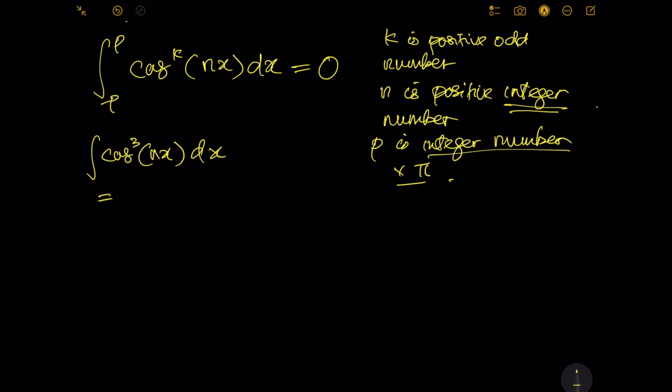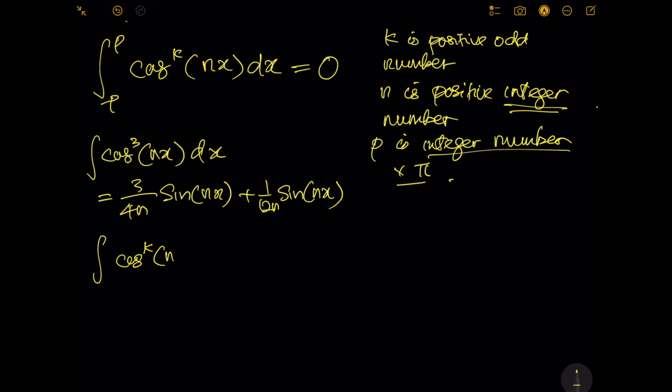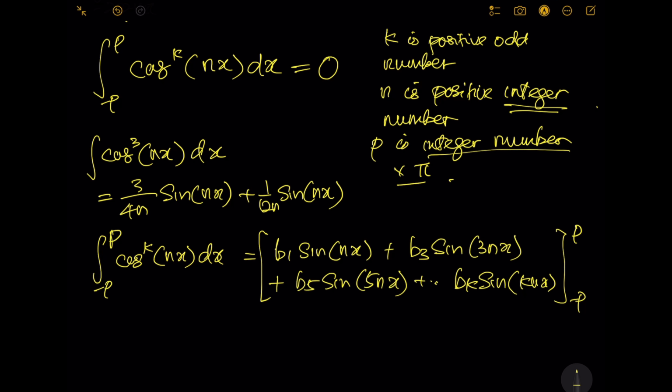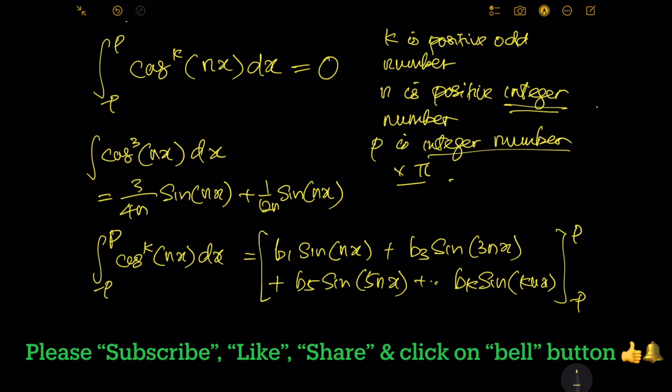If we have the integral of cosine power 3 of nx dx, it is equal to a constant multiplied by sine nx plus another constant multiplied by sine 3nx. Here there is a minor writing error in the second term, which should be sine 3nx. However, this writing error does not impact other parts of the video. We can extend this to the integral of cosine power of an odd number k, which equals b1 multiplied by sine nx plus b3 multiplied by sine 3nx and so on until bk multiplied by sine knx.